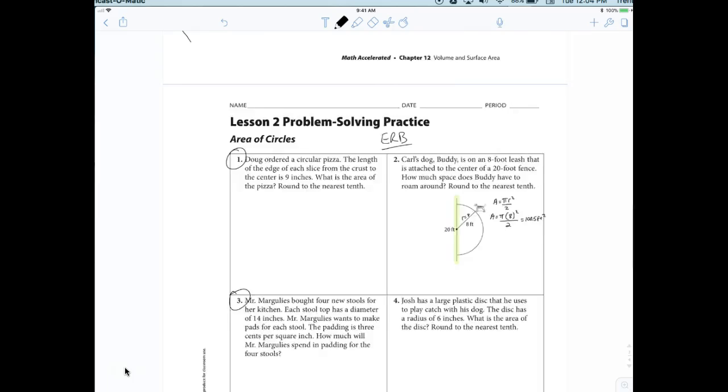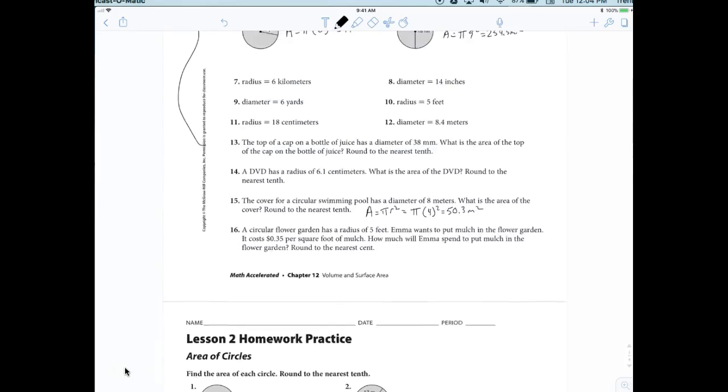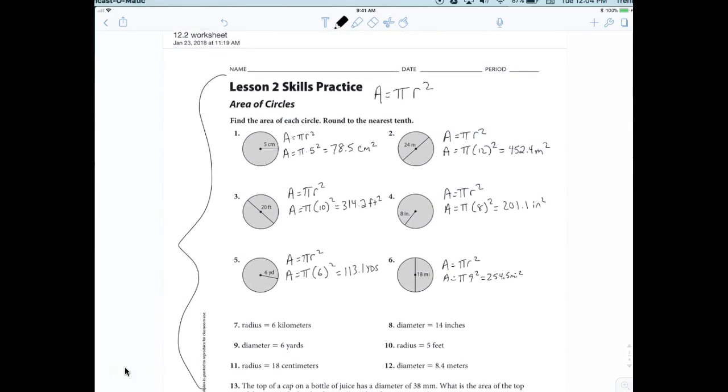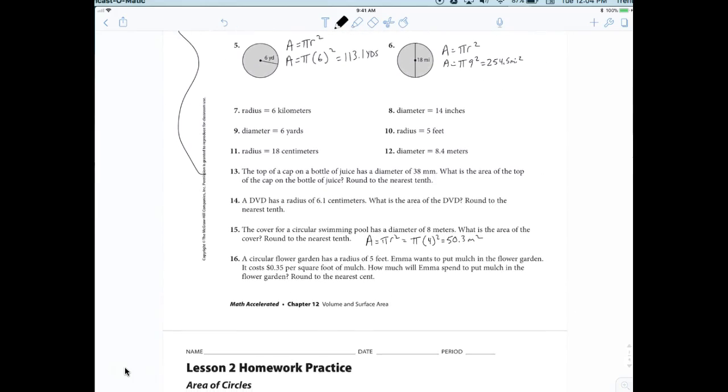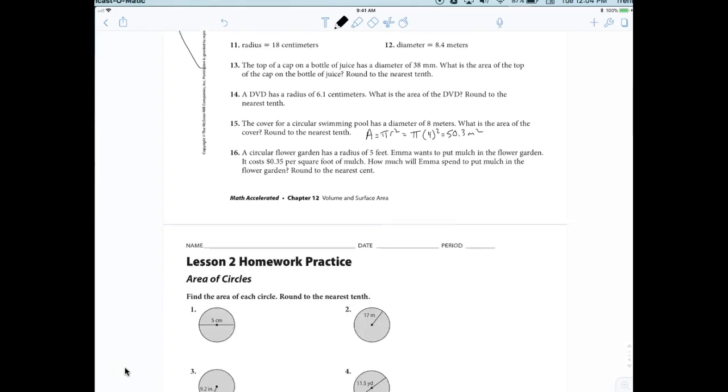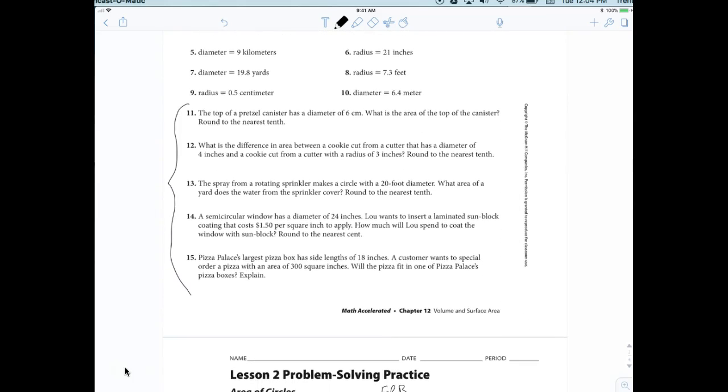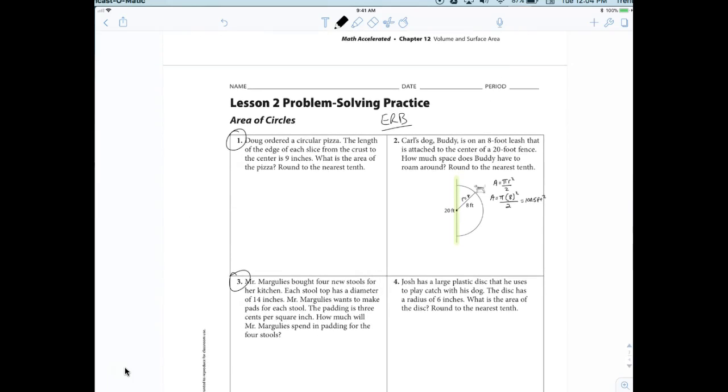Again, for those of you just joining me, homework is the whole first page, 1 through 16. Then on the second page, I just want you to do the word problems, which is 11 through 15, and then the ERBs, 1 and 3. Everybody good with that information? Everybody got it? All right, get busy.